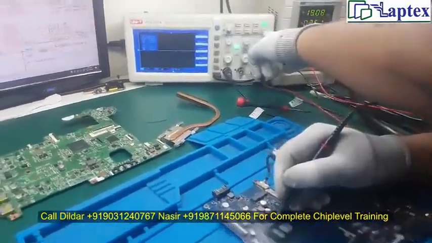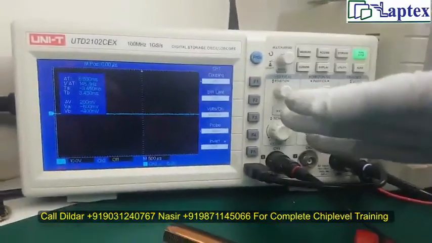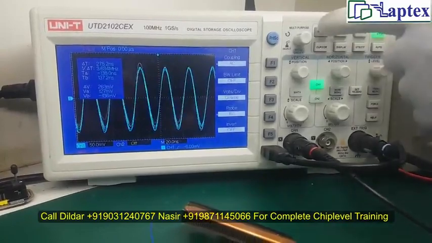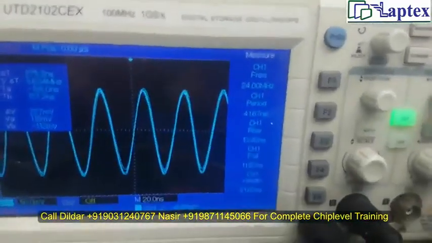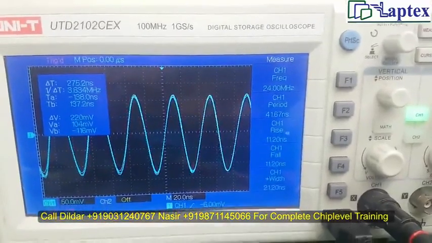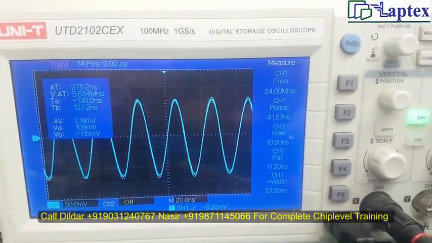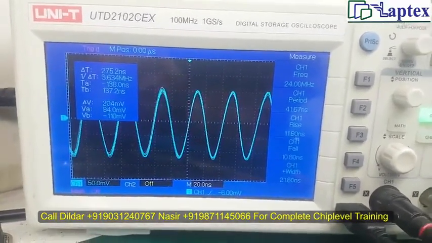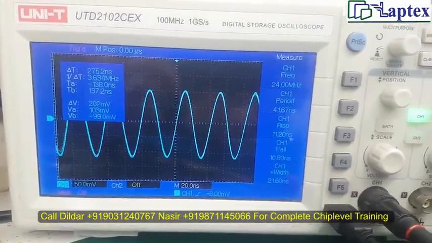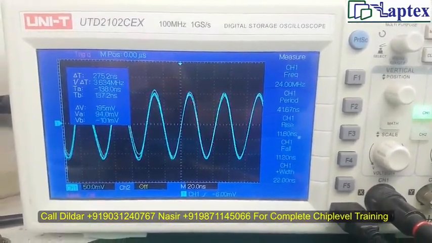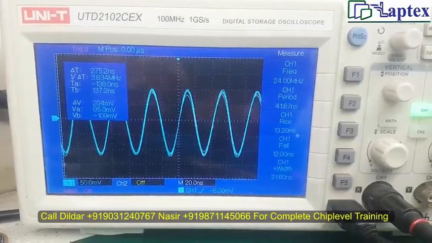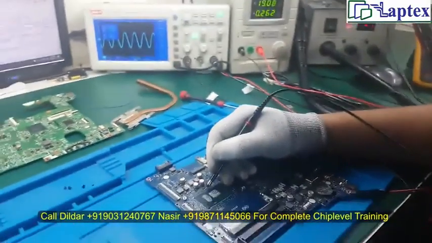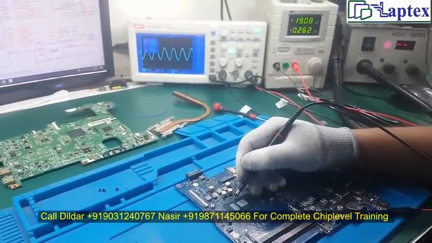Now you just press the auto button, as I have selected for the crystal checking. Now you can see here 24 megahertz, as I was telling you there could be 24 or 25 megahertz, but you have to keep in mind that both are not equal. If you use 25 instead of 24, what would be the consequence? Your hard drive will not be detected, or you may not get display data on the screen. There could be various problems you have to confront. So avoid using a different crystal; you have to match it before you replace it.